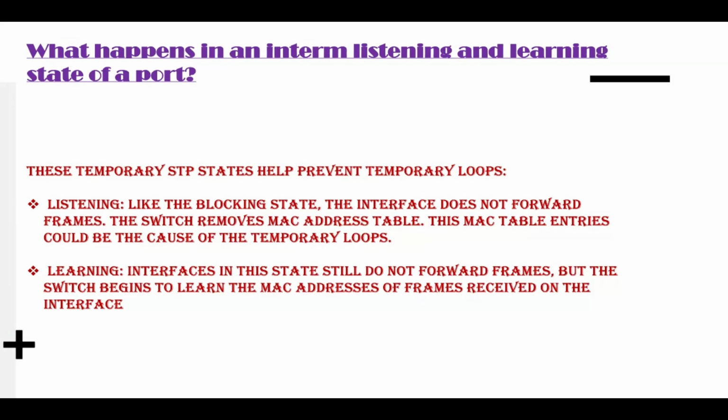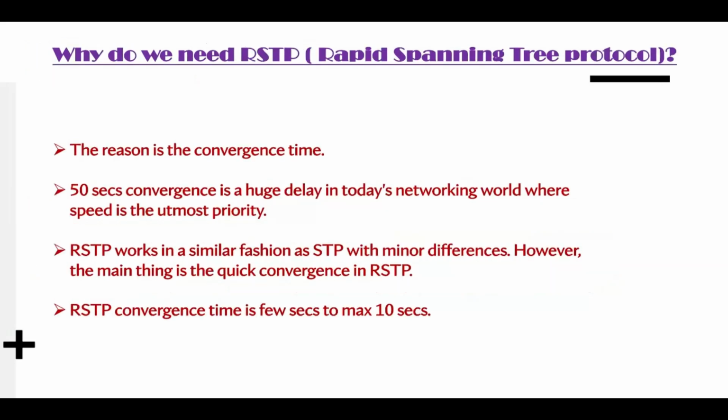Learning. Interfaces in this state still do not forward frames, but the switch begins to learn the MAC addresses of frames received on the interface. Why do we need RSTP, Rapid Spanning Tree Protocol? The reason is the convergence time. 50 seconds convergence is a huge delay in today's networking world where speed is the utmost priority.